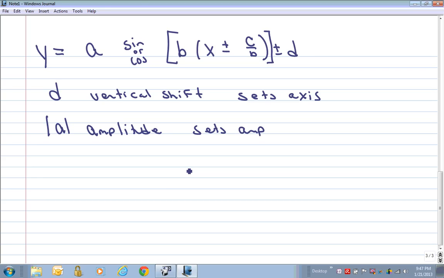And those you kind of have to think of together. I think you should probably figure out your period first. So that's your 2 pi over B. That's your period. That's the distance in which the graph has one cycle. So that distance could be stretched or compressed. And then last you would want to know your phase shift. And your phase shift is the C over B.